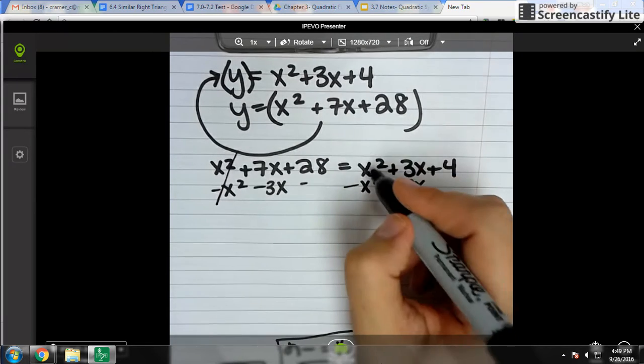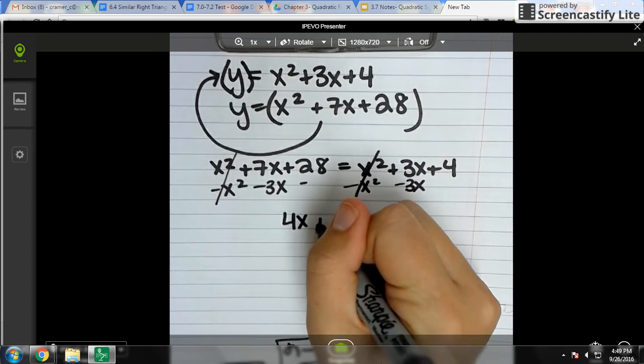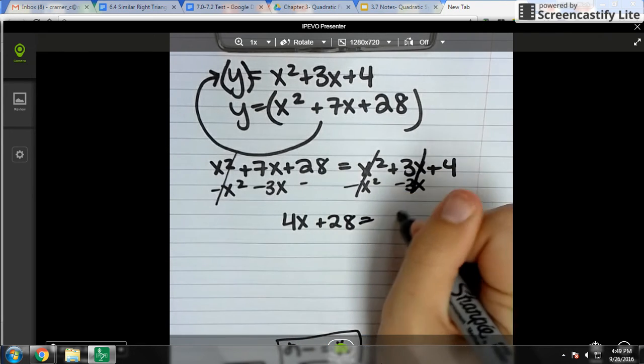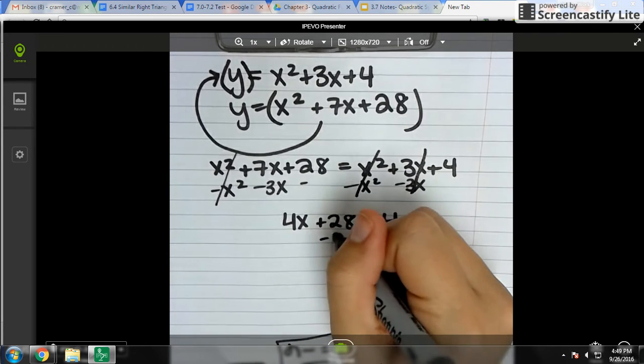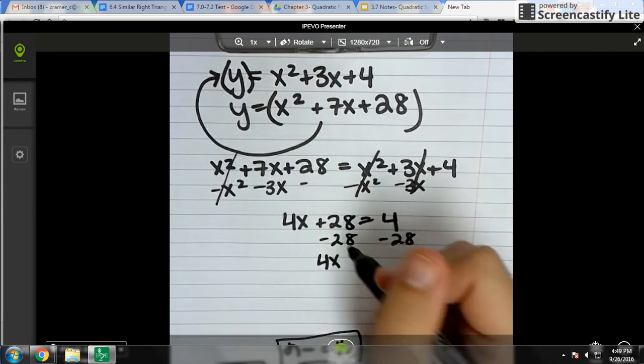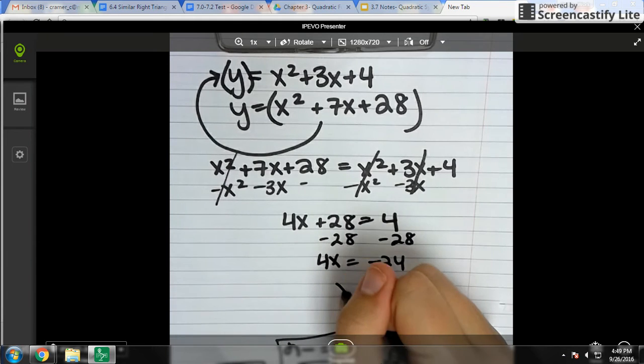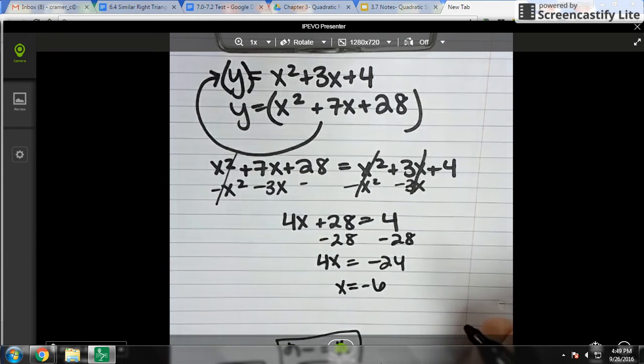that gives us nothing over here in the x squared. Over here it gives us 4x plus 28 equals 4. And then subtract 28. This is now a linear equation. And we get 4x equals negative 24. Divide by 4, and we get x equals negative 6.